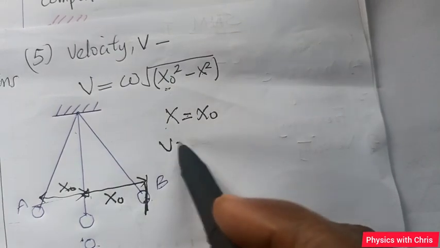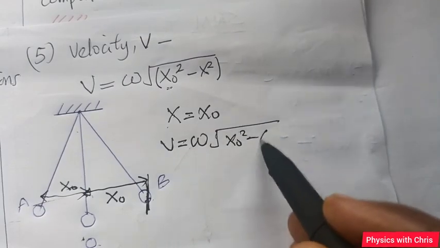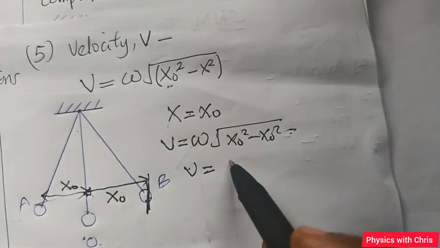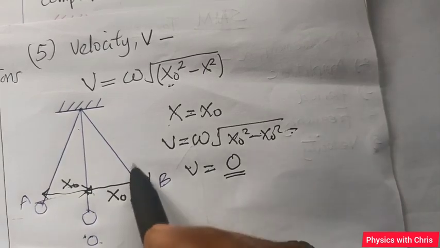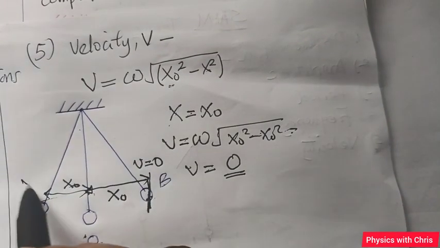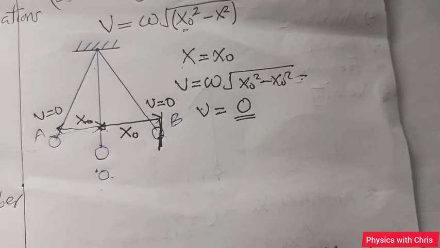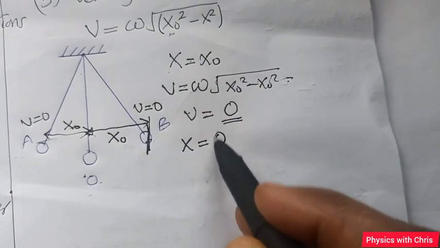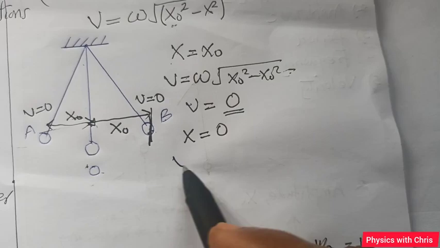So when I slot it into that equation, I have x naught squared minus x naught squared. That gives me 0. So whatever you multiply by 0 gives you what? 0. So at either end, A or B, the body's velocity or speed is 0. The speed is what? 0. Which means the body comes to rest momentarily at point A or B. Now let's see at the center of oscillation, displacement x equals 0. So what's my speed or velocity?